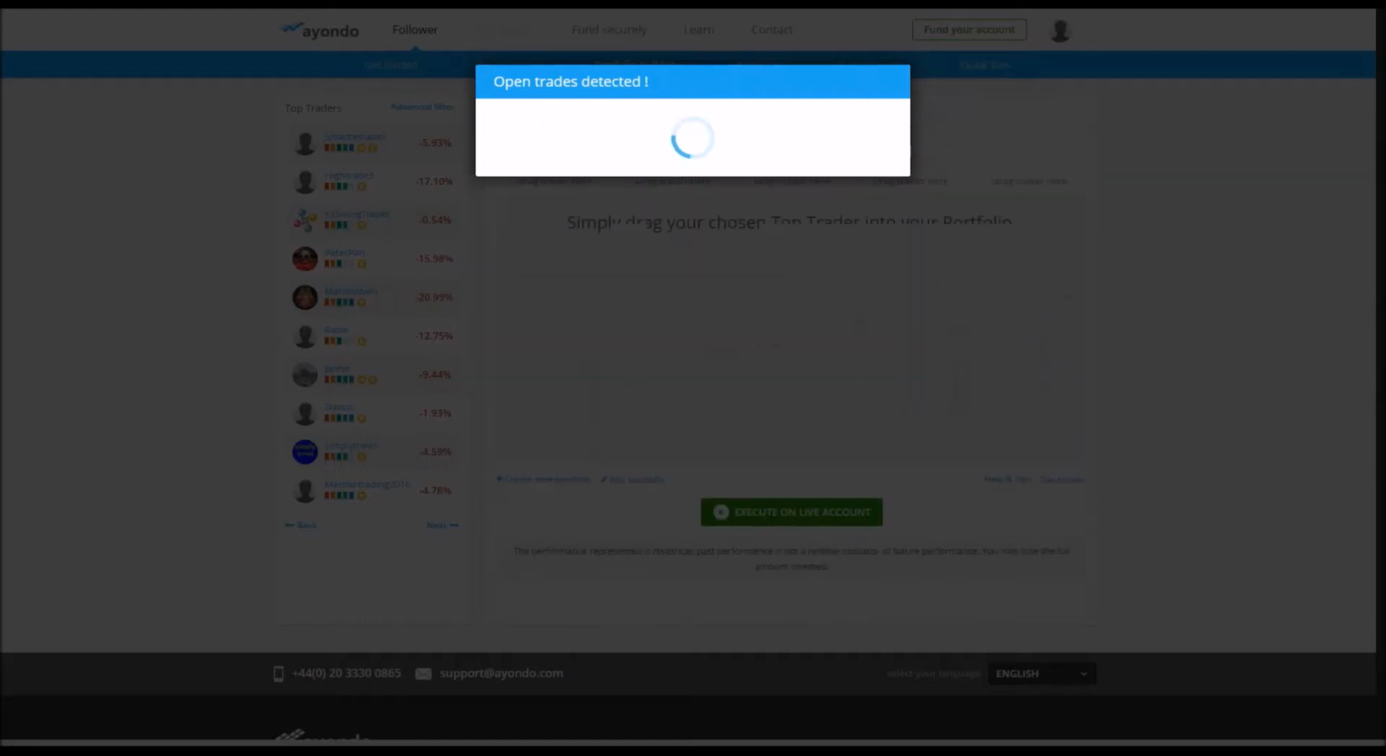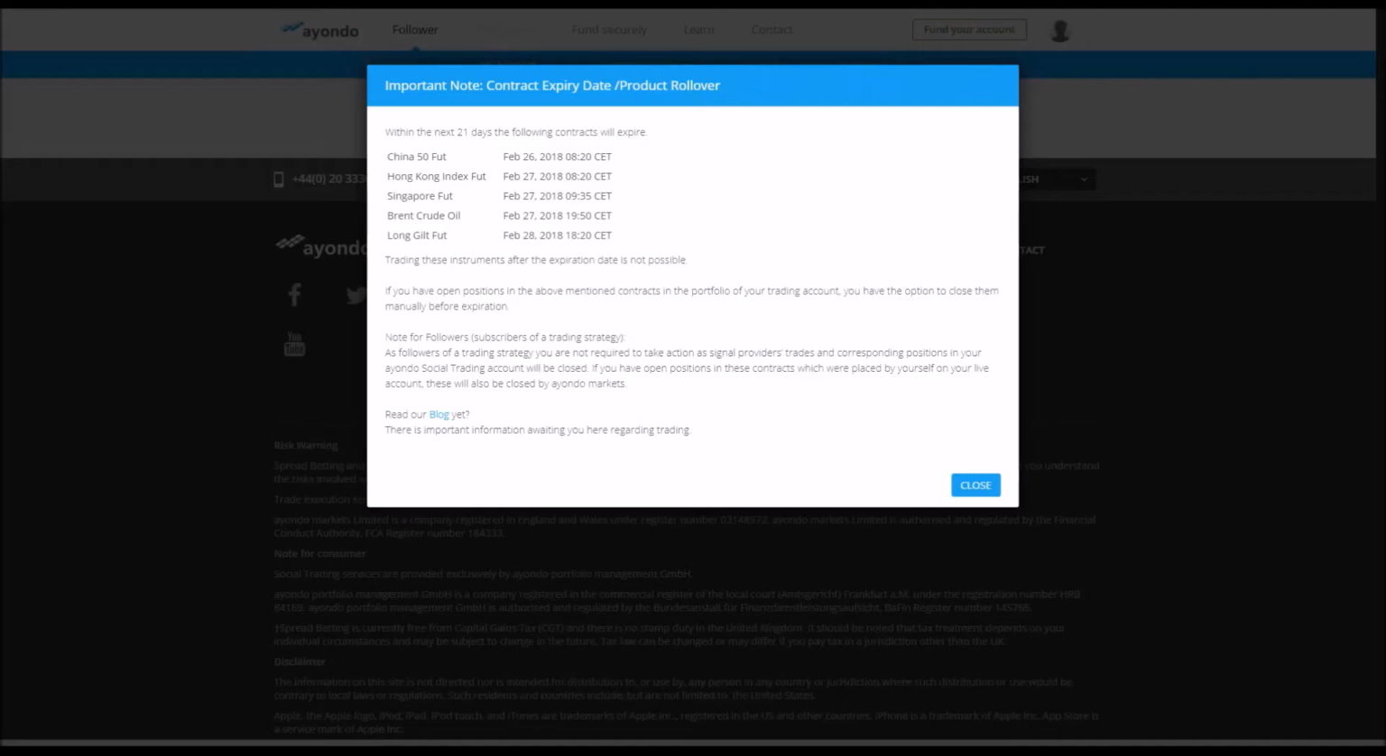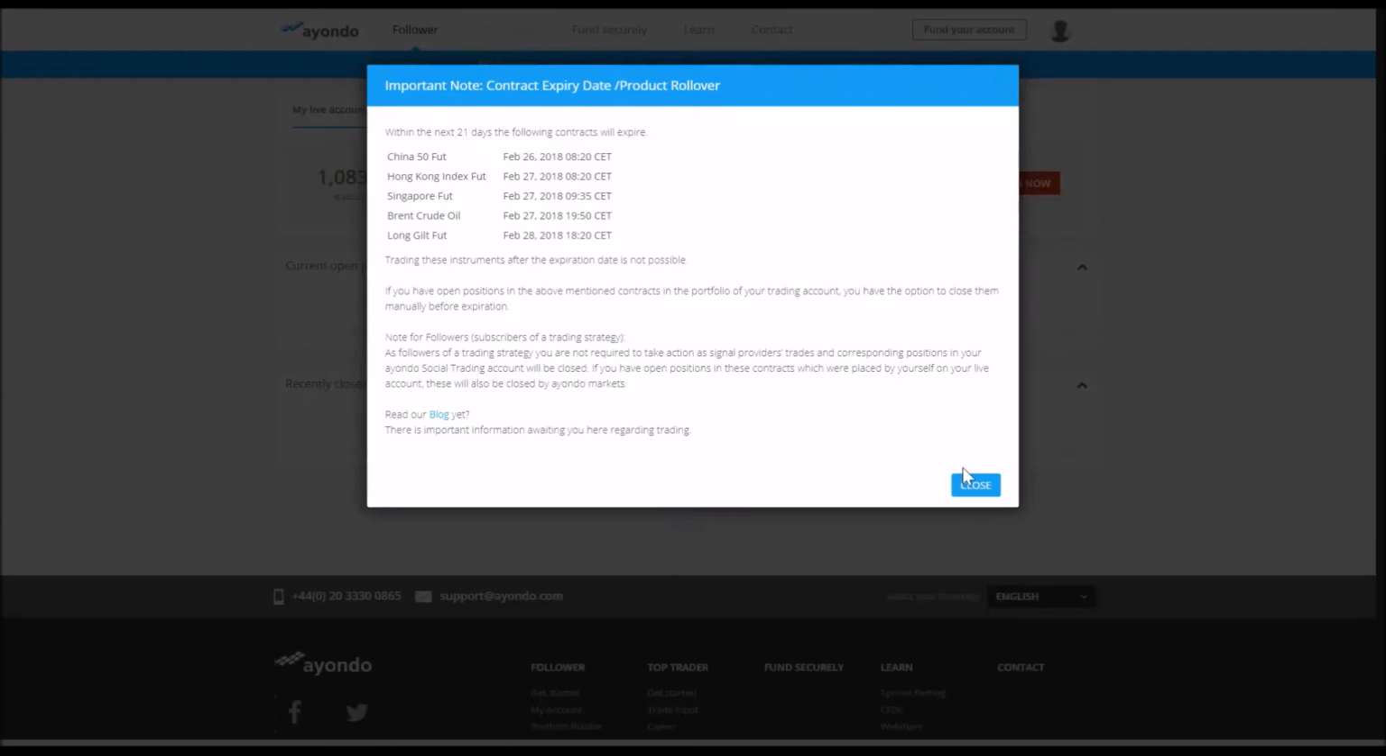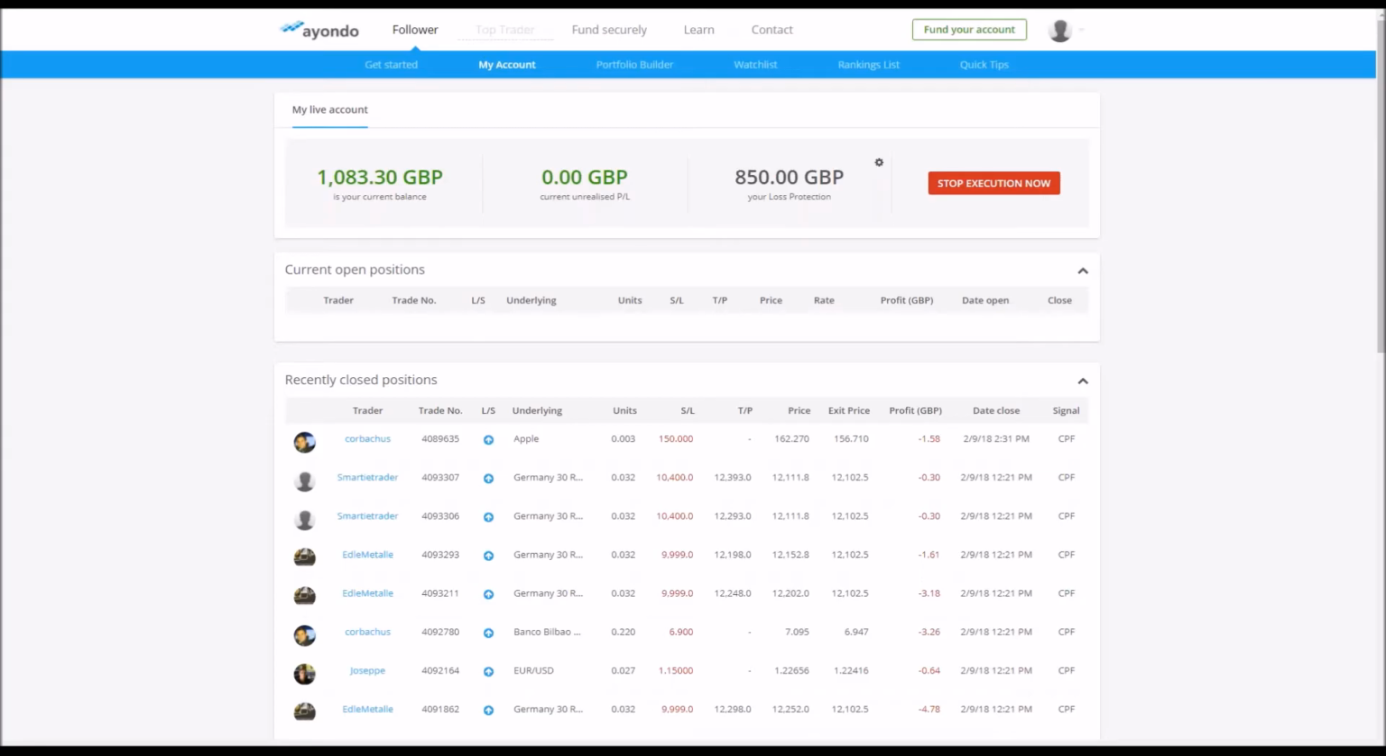Click on execute portfolio, and okay, there's a bit of contract expiry date. I don't really care about that, and that's it. We are up and running. So here's my account. I've got £1,083 in the account. I've got no P&L, no running profit or loss, because I've only just this minute started following these 4 traders. I could follow up to 5.